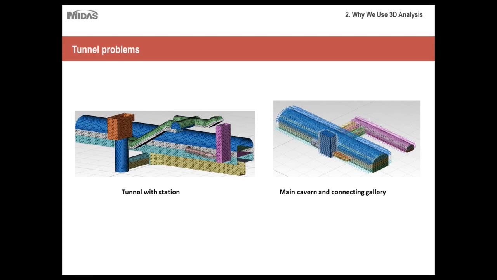Okay, and here are some sample tunnel problems. So here's a tunnel with various stations and connecting galleries. Once again, this type of geometry would best be modeled in 3D. The same with this type of model here. As you can see, the rock bolts are included. That's what these portions here are, as well as the station and connecting galleries.